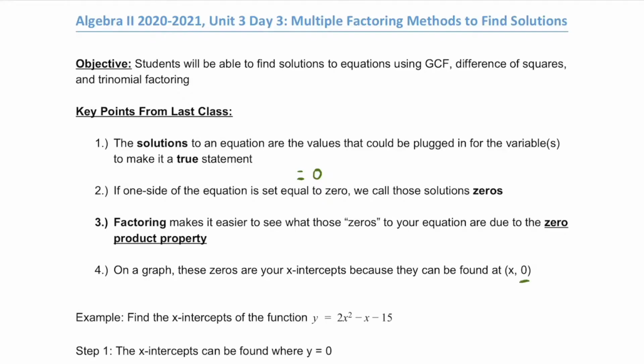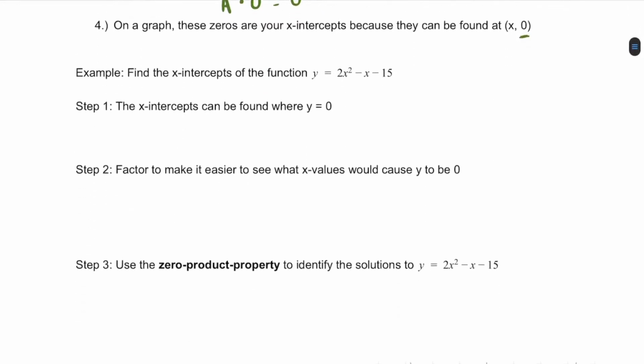And the whole reason we factor, like I said, is to make it easier to see what values of x I could plug in to make my expression equal to 0 due to what we call the zero product property. Remember, the zero product property is just anything times 0 equals 0. So if you can find a way to make any of the factors 0, the whole expression will be 0. So let's see a quick review example here.